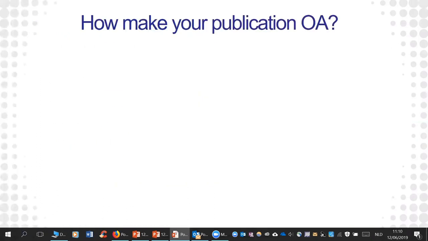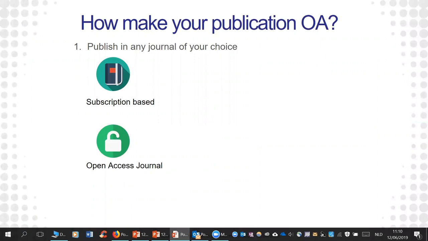So first of all, some confusion. There's often some confusion about open access, and the belief that the only possibility of making an article openly available is through an open access journal. And actually, there are two ways to make an article openly available. You can still choose whatever journal you want, so you do not have to choose an open access journal.